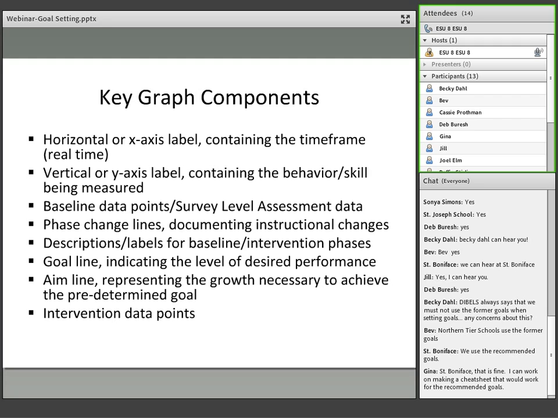So the key graph components that we're going to talk about, as far as the axes go, those are going to be on there for you usually, but you're going to have your left side and your bottom to tell you the weeks and the data that you're measuring. We also want to make sure that you really are putting those phase change lines on your graphs, and we'll talk about the reason for those today. We also want to make sure we have the aim lines and the goal lines on there as well, and then of course your data.